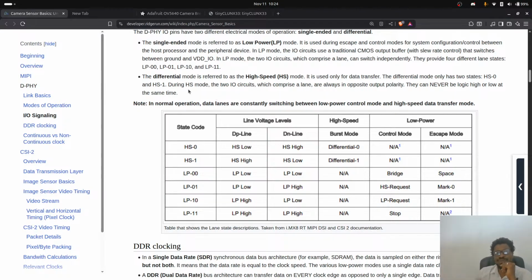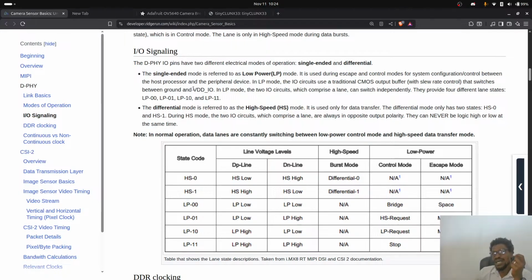Okay, so the D-PHY IO pins have 2 different electrical modes of operation. They can either be single-ended or differential. Whenever they're in single-ended mode, this is referred to as low power mode, and it is used during escape and control modes.